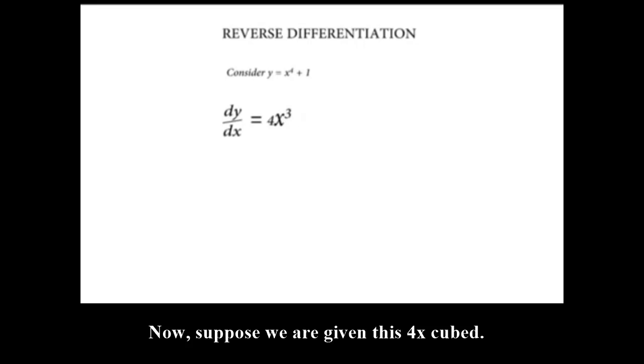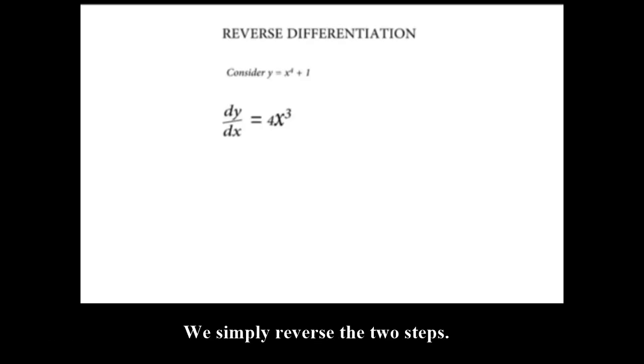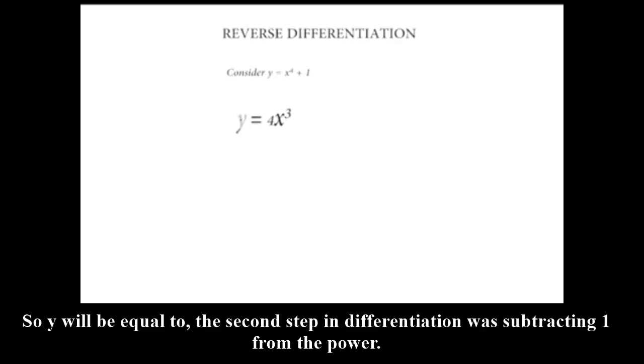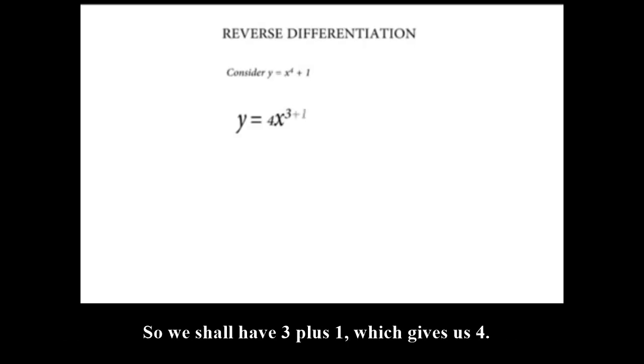Now, suppose we are given this 4x cubed. We need to go back to the equation y is equal to x to power 4 plus 1. We simply reverse the two steps. So y will be equal to, the second step in differentiation was subtracting 1 from the power, and so the first step in integration will be adding 1 to the power. So we shall have 3 plus 1, which gives us 4, and so we shall have 4x to power 4.